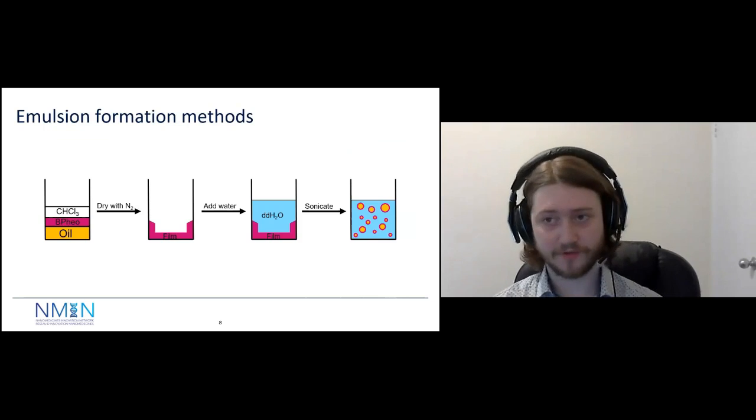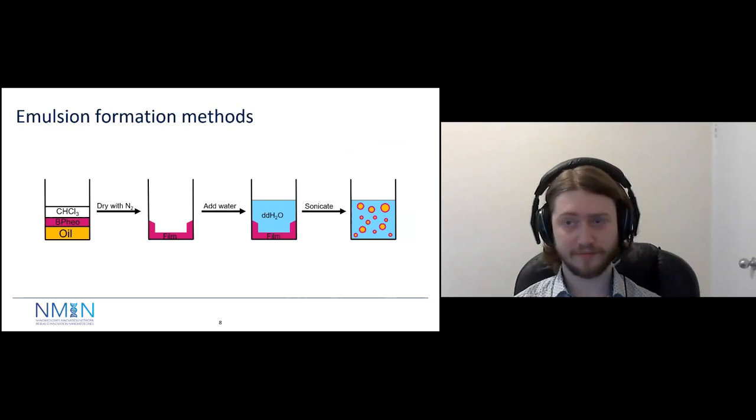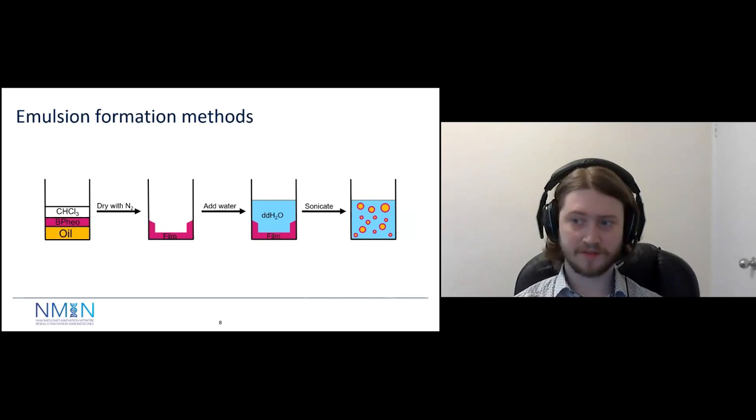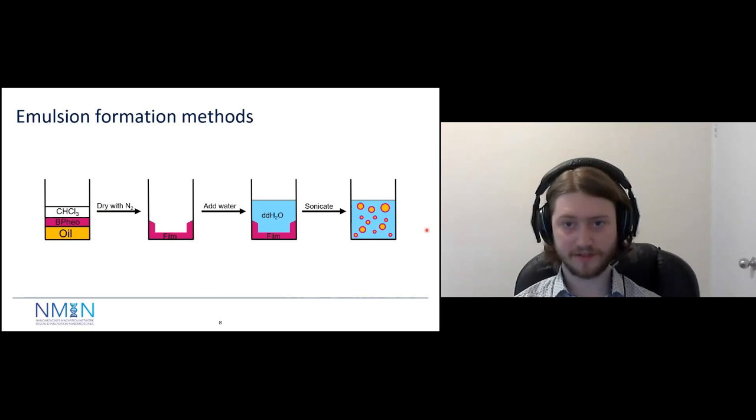Another reason that I'm a huge fan of emulsions is because they're very simple to create. All you have to do is mix your Bacteriopheophorbide and your oil in chloroform, at which point we evaporate the chloroform using nitrogen to form a film. Then we add water and we sonicate, and now we have ourselves a nanoemulsion.